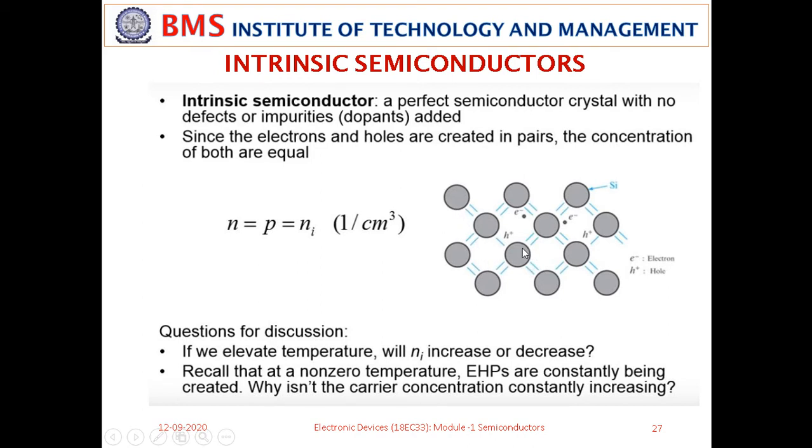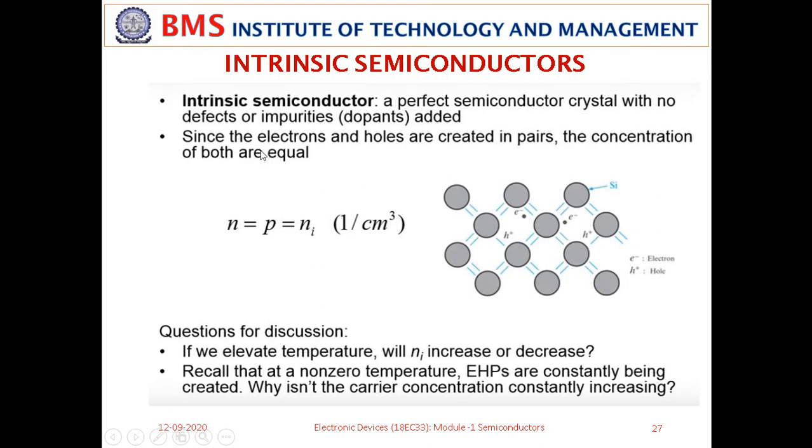Likewise, you can see this particular silicon atom has formed bonds with the neighboring silicon atoms, since the outermost orbit has 4 electrons. Each atom shares one electron with each neighboring silicon atom, and it forms a covalent bond.